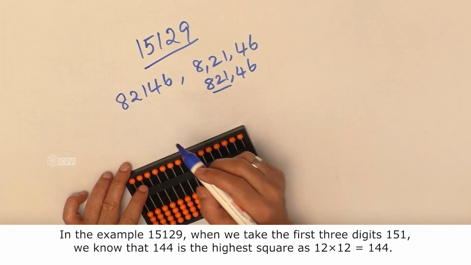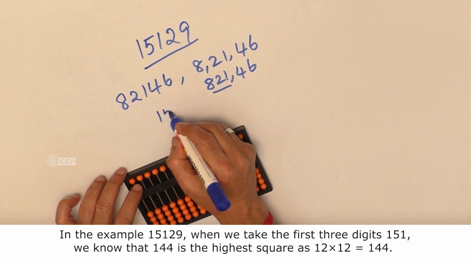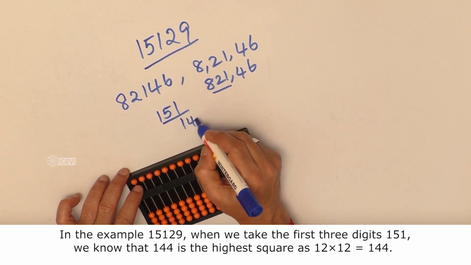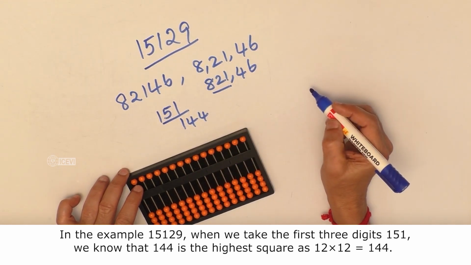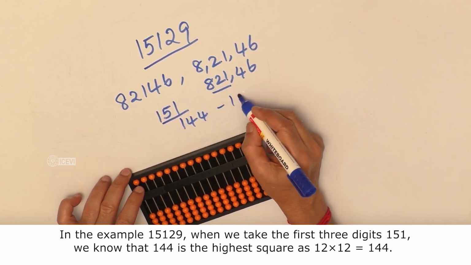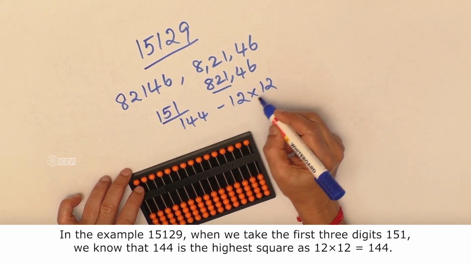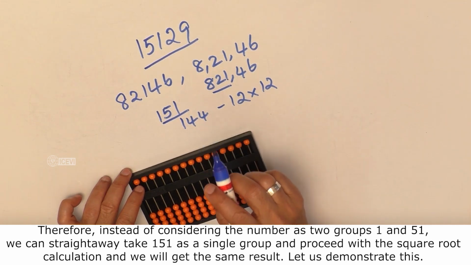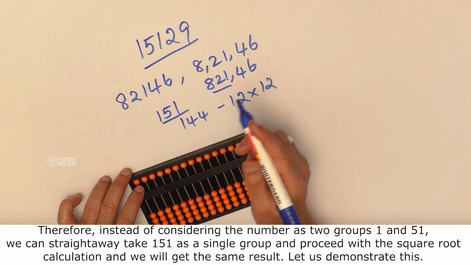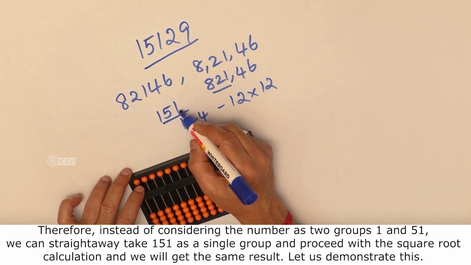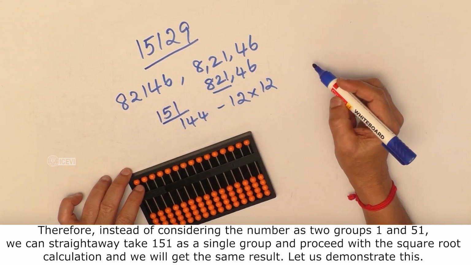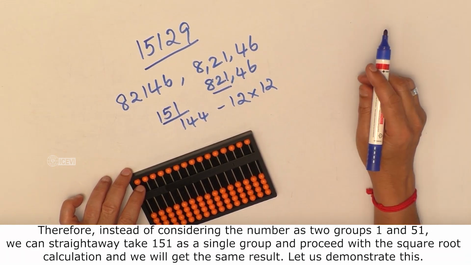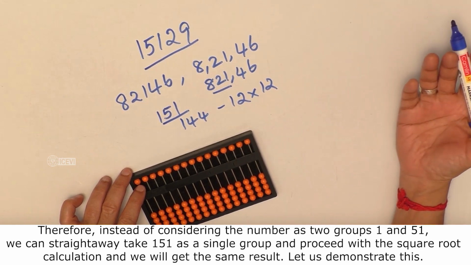15,129, when we take the first 3 digits 151, we know that 144 is the highest square, as 12 multiplied by 12 is 144. Therefore, instead of considering the number as 2 groups, that is 1 and 51, we can straight away take 151 as a single group and proceed with the square root calculation, and we will get the same result.